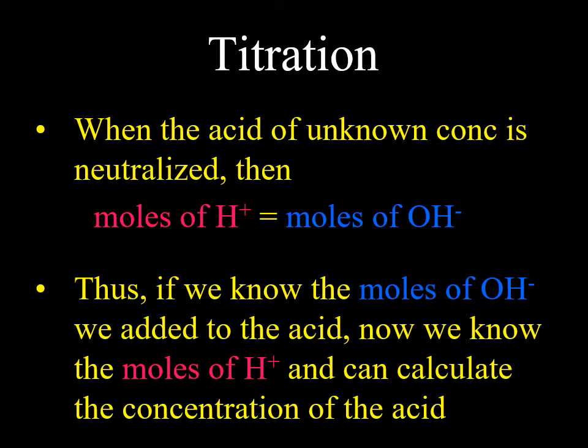When the acid of unknown concentration is neutralized, that means the moles of H+ equal the moles of OH-. We know that that's what neutralization means. So if you're measuring the amount of OH- you're putting into the solution, then you know how many moles of OH- you've added. If you know how many moles of OH- you've added, well, now you know the moles of H+ because they're equal to each other. Once you know the moles of H+, you can calculate the concentration of the acid. Moles converts to molarity by dividing by a volume.